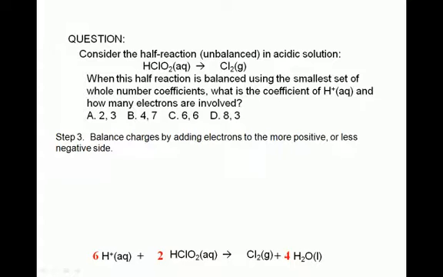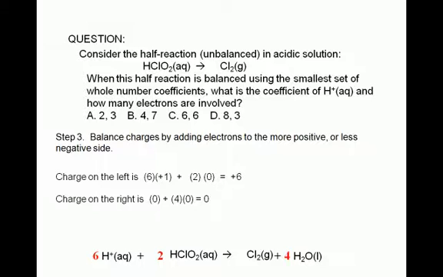The charge on the left is plus 6. Each hydrogen ion has a charge of plus 1, and there are 6 hydrogen ions on the left. 6 times plus 1 is plus 6. The chlorous acid molecule, HClO2, is neutral, so the total charge on the left is plus 6.